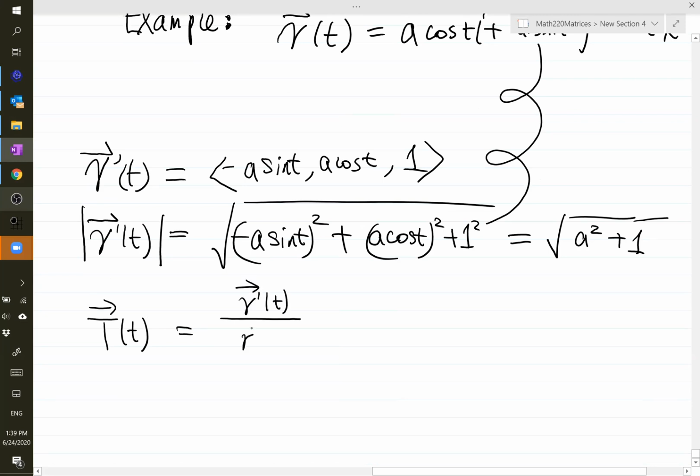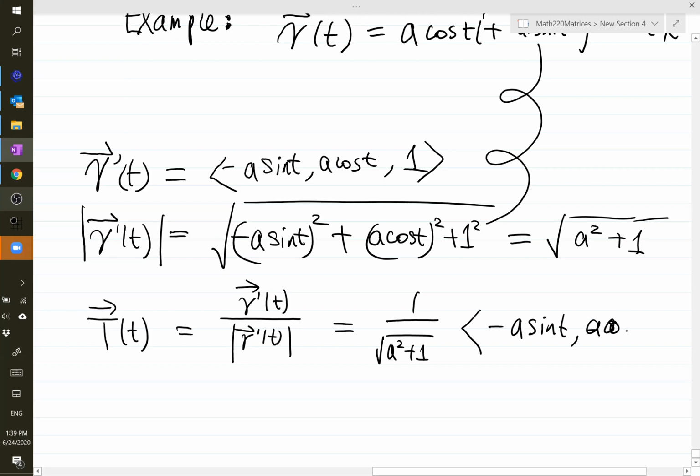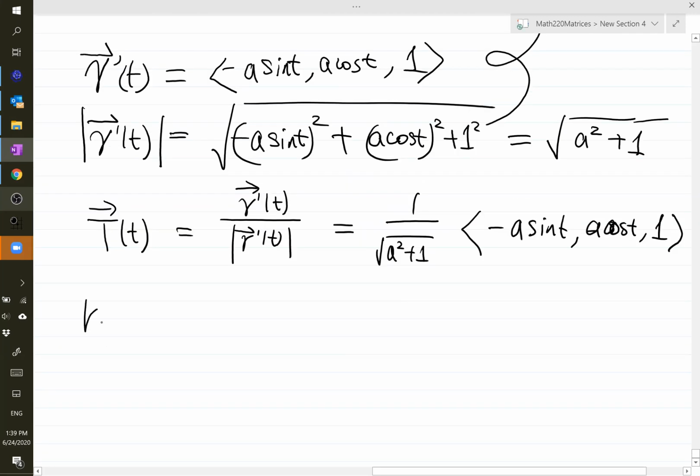So then the unit tangent vector will be the tangent vector over its norm. The norm is constant, square root of a squared plus 1. So this is actually (negative a sine t, a cosine t, 1) over that. Now we find the curvature kappa at t. This will be the norm of the tangent vector derivative over the tangent vector norm.